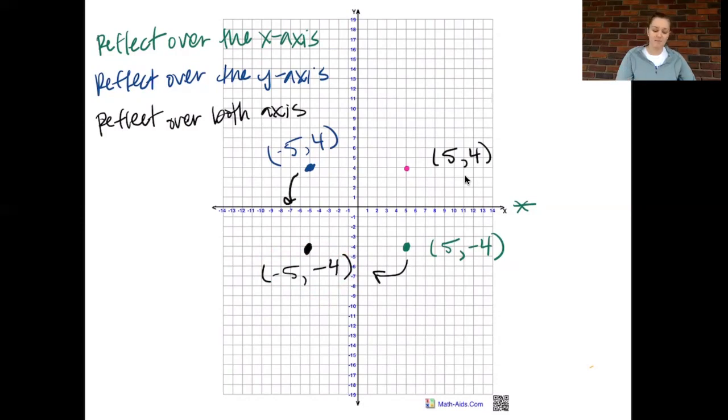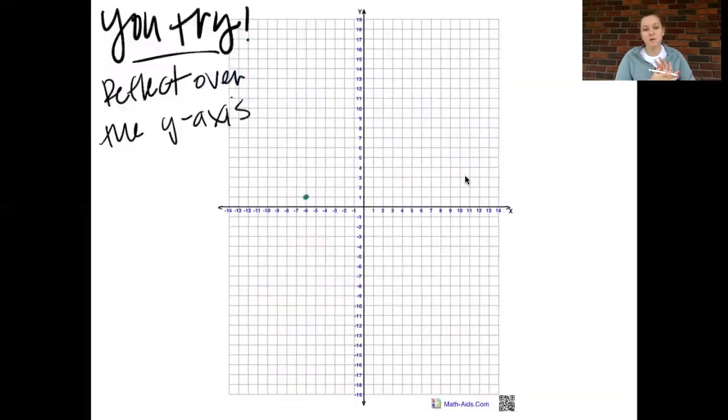Okay? So I want you to pause your video and I want you to try to reflect this little green point. You can see it up in quadrant 2 here. Can you reflect it over the y-axis for me? Go ahead and pause.